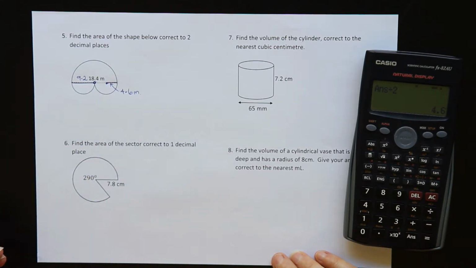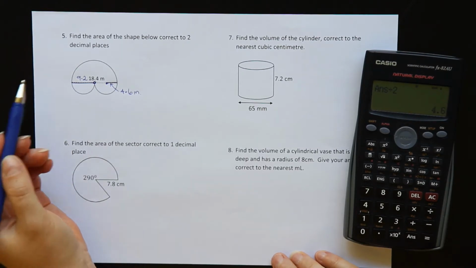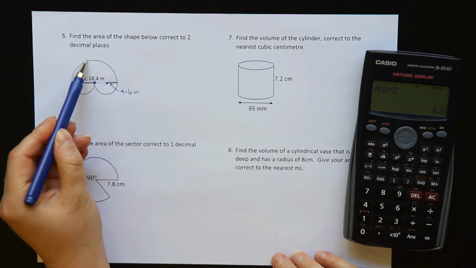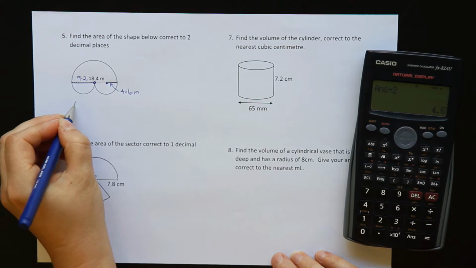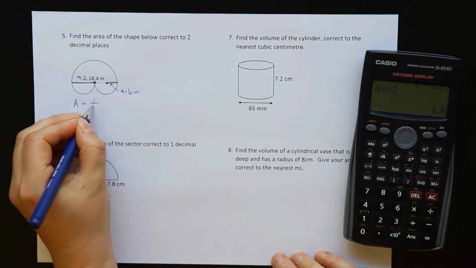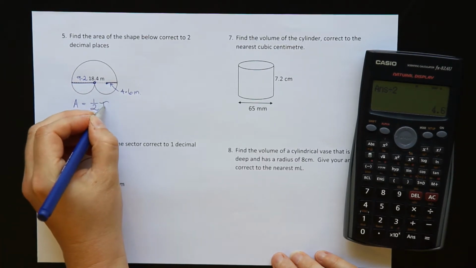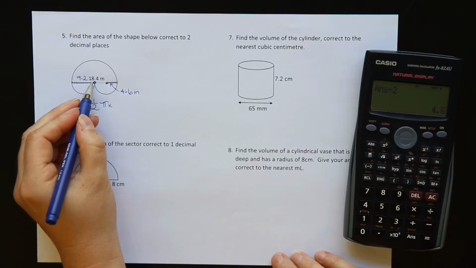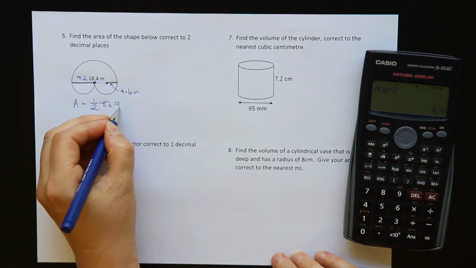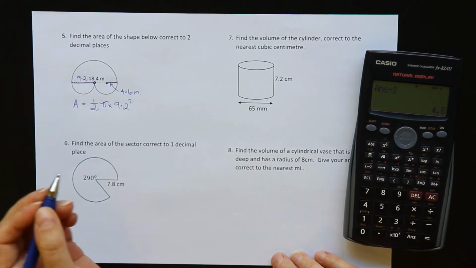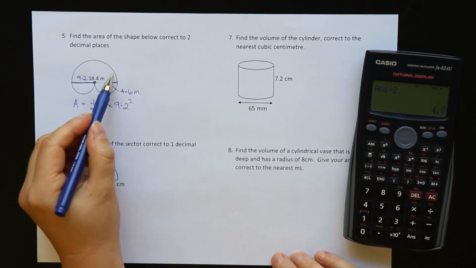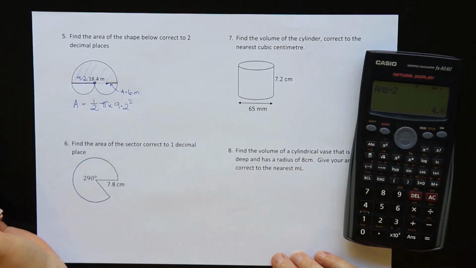Okay, so to find the area, let's do one of the circles at a time. Let's start with the big circle. It's half of a circle, so we need to put a half in front of our formula. And the formula for a circle for the area is pi r squared. So pi times the radius of the big circle, 9.2, squared. Okay, so that's this big half circle here done.